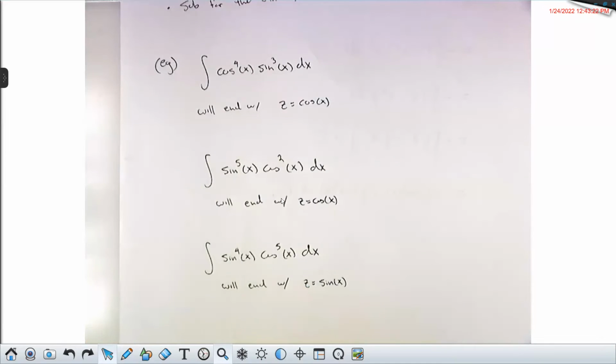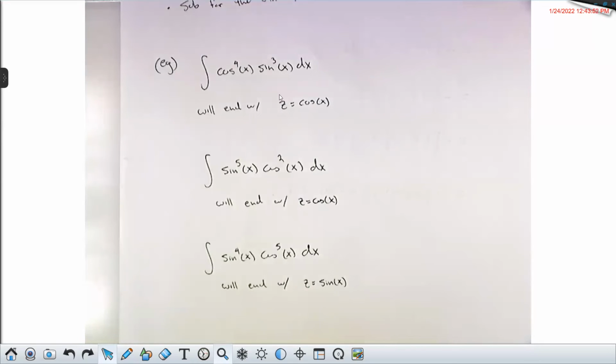We haven't talked about what to do if neither power is odd, right? If both powers are even, you'll do something else, namely work with the half angle identities. If both powers are odd, then it's up to you. You can sub for either one, but if both powers are odd, then you're in this scheme where you would still set one with the differential and sub for the other. I'll look at examples like that next time.